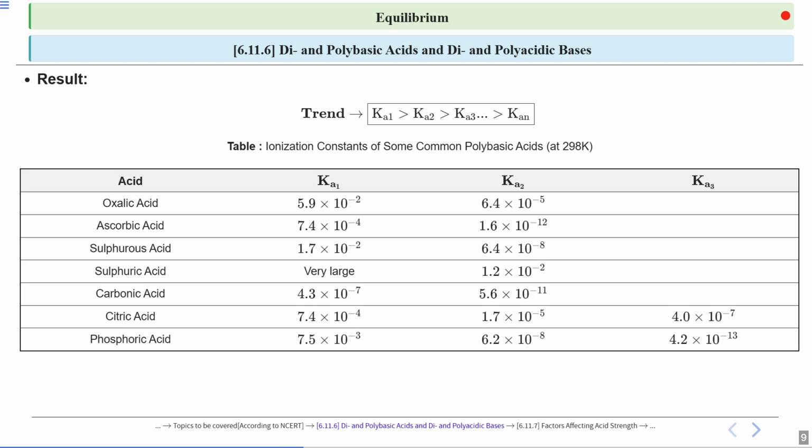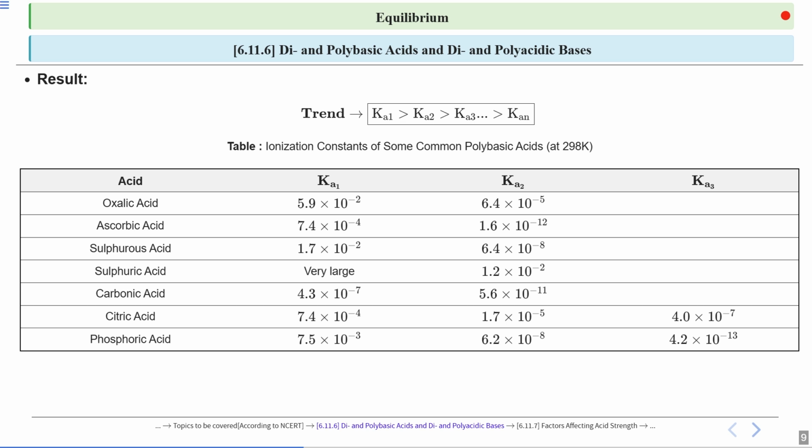So here is a table for you. We have oxalic acid, ascorbic acid, sulfurous acid, sulfuric acid, carbonic acid, citric acid and phosphoric acid. You can see very clearly that the Ka1, suppose we are considering phosphoric acid, is 7.5 × 10^-3. If you move on to the Ka2 of the same species, then it is very, very small, which is 6.2 × 10^-8. And further, it decreases to 4.2 × 10^-13, which is even smaller.